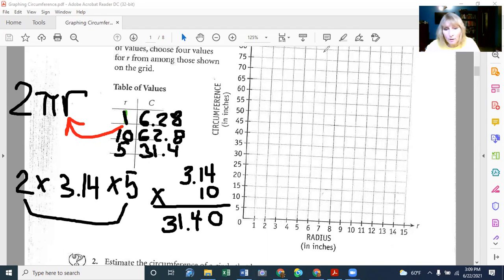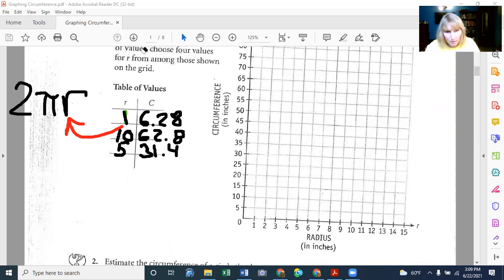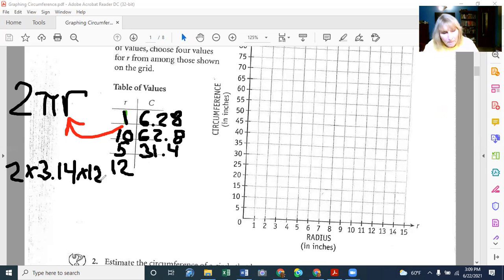And I have to pick one final number. So let's pick 15. Well, 15 is going to be out of our range. Let's do 12, just in case 15 makes it out of our range. So 2 times pi, 3.14, times our radius of 12. I'm going to do the 2 times the 12 first. That's 24. So it's really 3.14 times 24.